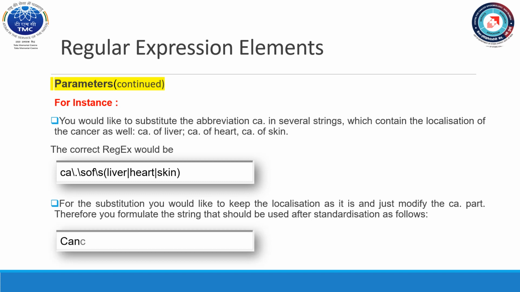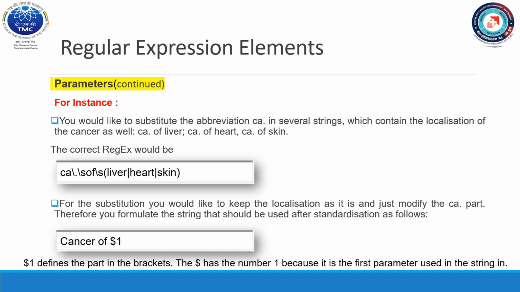Cancer of $1. $1 defines the part in the brackets. So if the text was CA. of liver, "cancer of liver" will be substituted. But if the text was CA. of skin, it will be transformed to "cancer of skin". The dollar has the number 1 because it is the first parameter used in the string. If there is more than one parameter used in the line, the enumeration of the dollar is used as they appear in the search text.